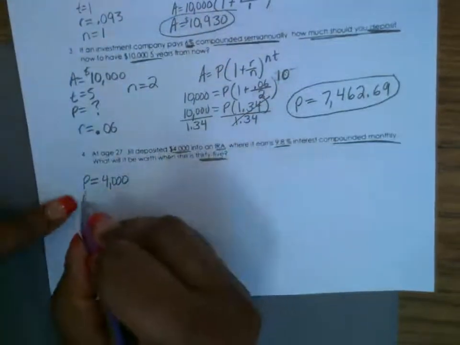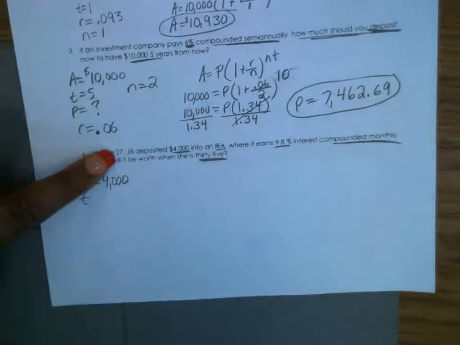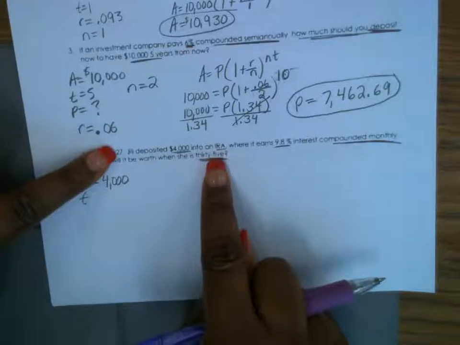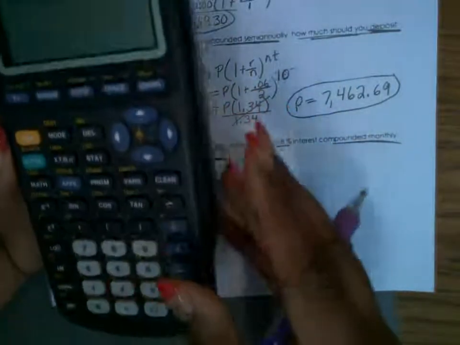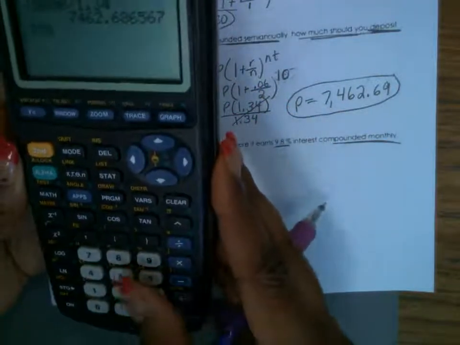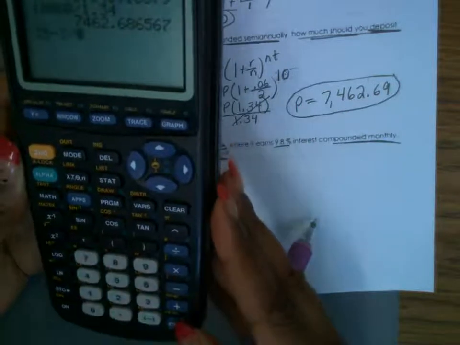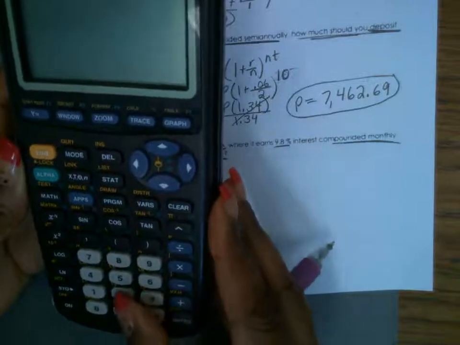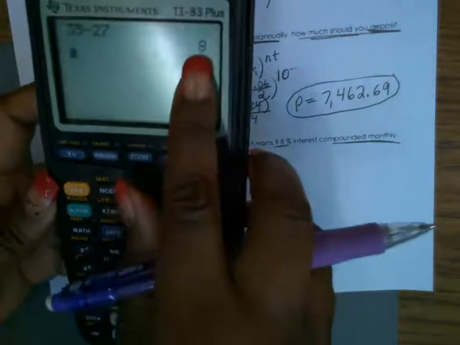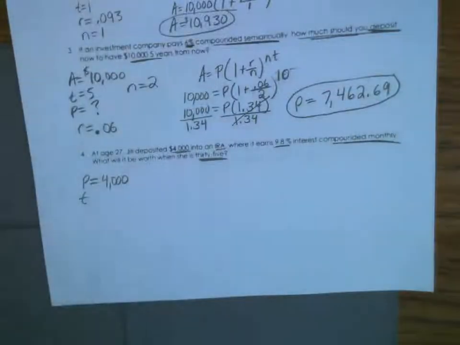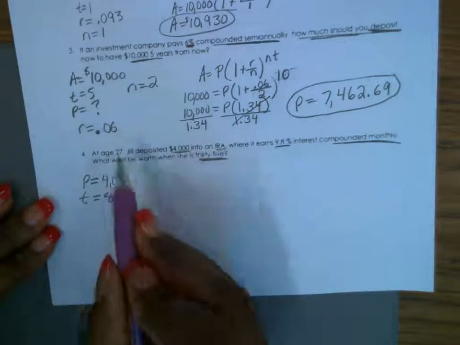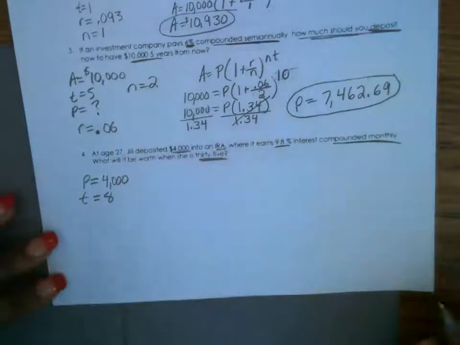Then let's do T, the time. She started at 27 and you want to know how much it is at 35. So you're going to subtract. You're going to say 35 minus 27 years. So this is 8. So you're only going to invest for 8 years. Okay, so 8 years after she's 27, she'll be 35.